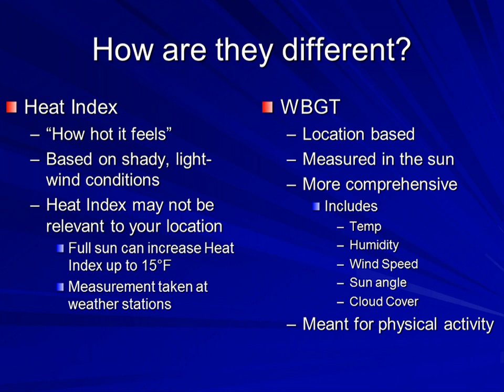In comparison, the wet bulb globe temperature is a measurement taken at your location in direct sunlight. It is more comprehensive than heat index because it is meant for physical activity and includes more weather variables. So what do these indices tell us?